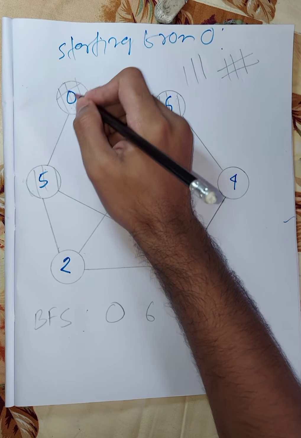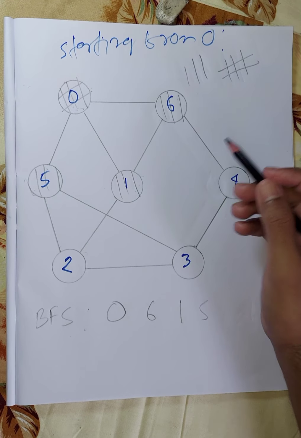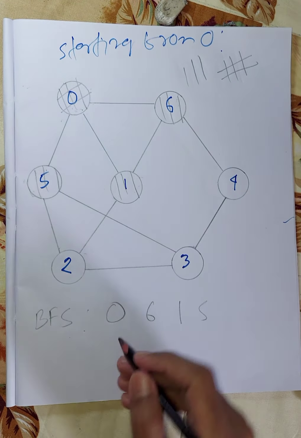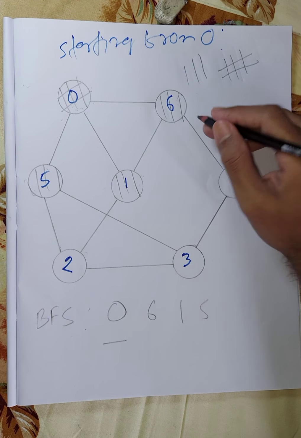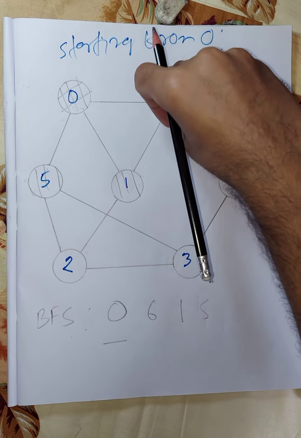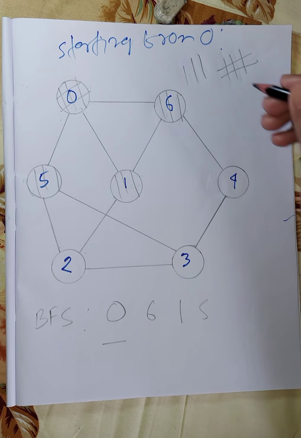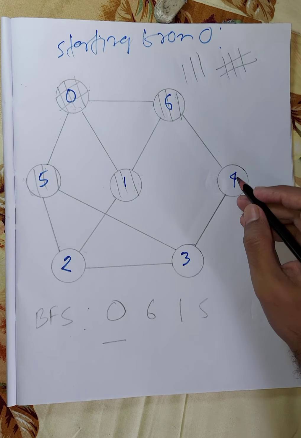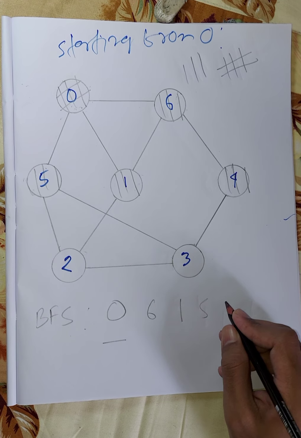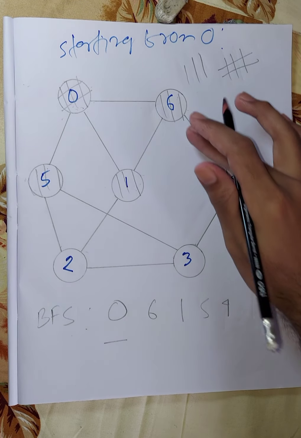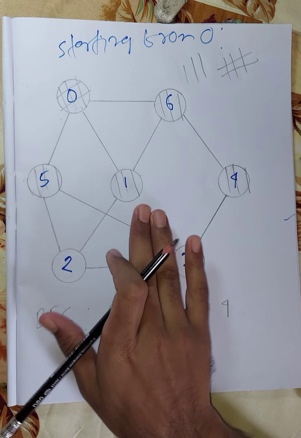So this vertex is completely explored as the adjacent vertices are visited. So now this is completely explored. I'm going to underline it. Then I have to explore the adjacent vertices of these adjacent vertices. So this vertex's adjacent vertex is this. So I'm going to write 4, and this is already visited, so let's leave it.